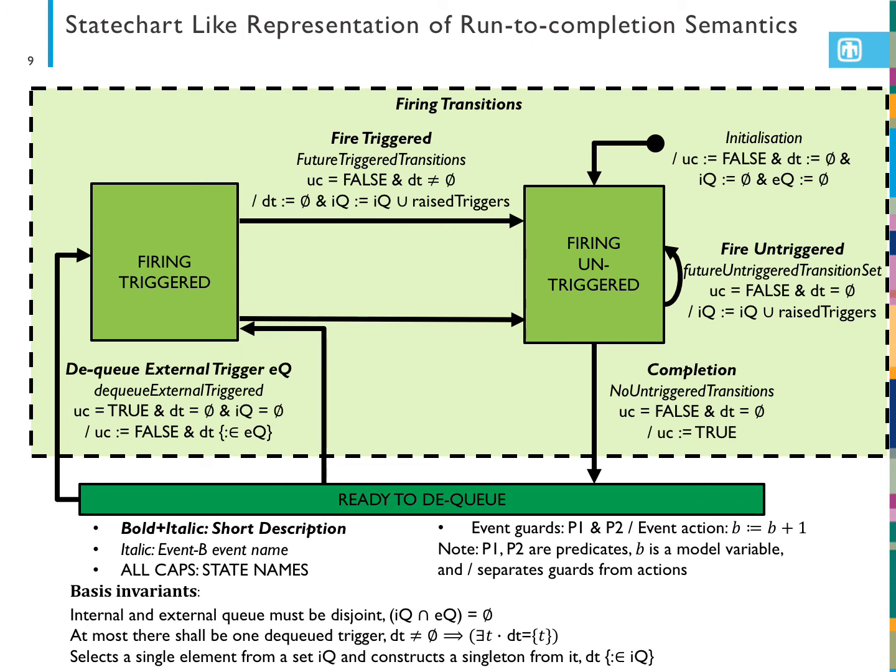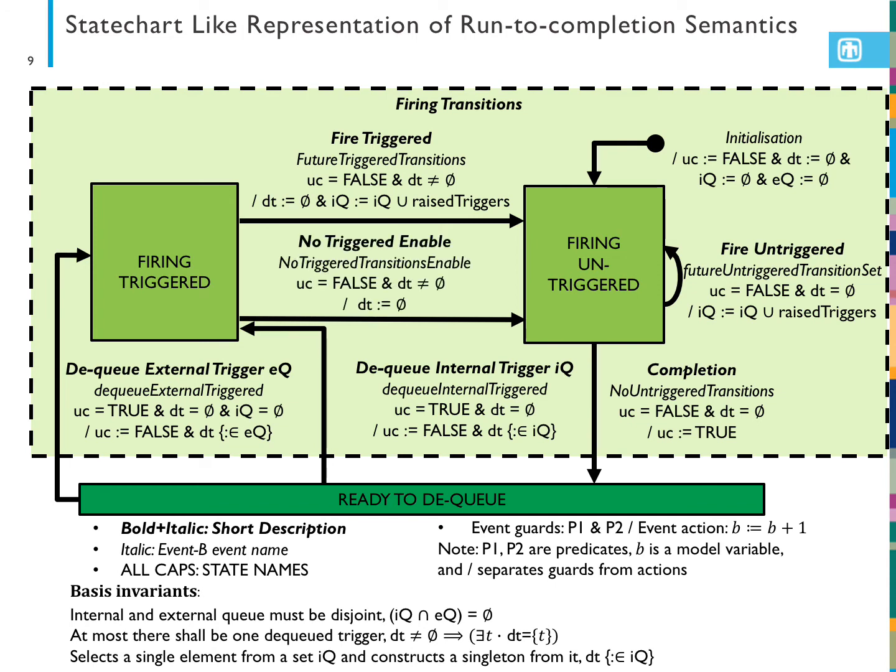When no untriggered transitions are enabled, we fire the completion event. Then we proceed to dequeue one of the internal triggers. If no transitions are enabled by that internal trigger, we take the no-trigger-enabled transition event and start over.